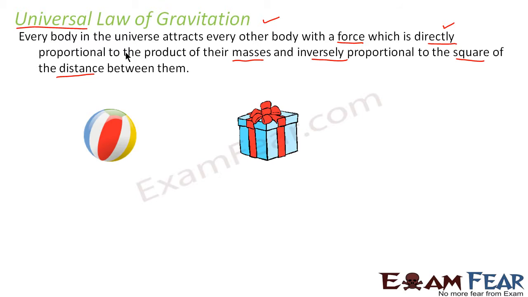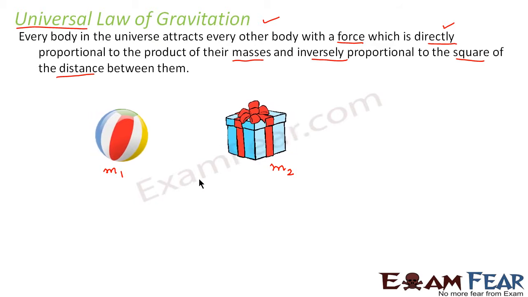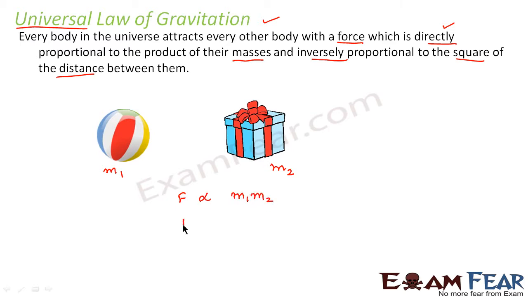So let us see. Let us suppose we have two objects. Say this is a ball of mass m1 and this is a box of mass m2. Now according to the universal law of gravitation, even these two objects tend to attract each other with a force, let that force be F, which is directly proportional to the product of the masses, that is m1 m2, and it is inversely proportional to the square of the distance between them. So we considered m1 and m2 as two masses. Let us suppose the distance between them is r.